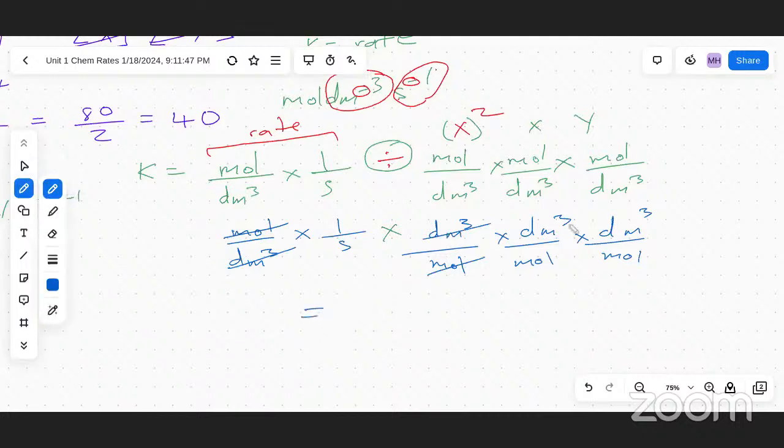All right, so dm cube, that's dm6, mole and mole. Remember, mole is below the line, so it becomes minus when we're writing the unit. So it's mole -2, and we still have the 1 over S here, so that's S minus 1. So you're correct. All right, so that's that.